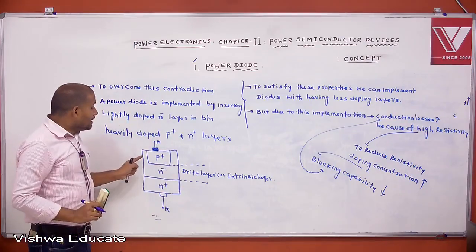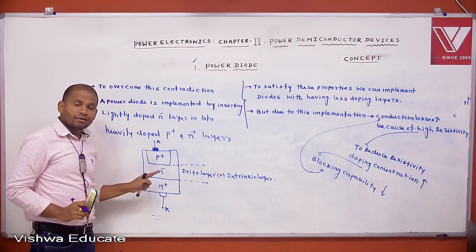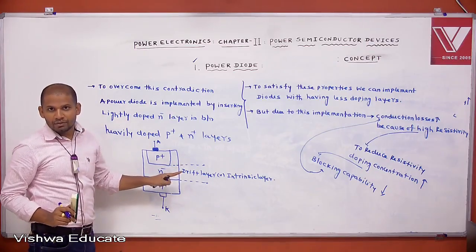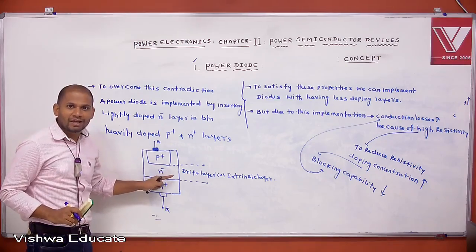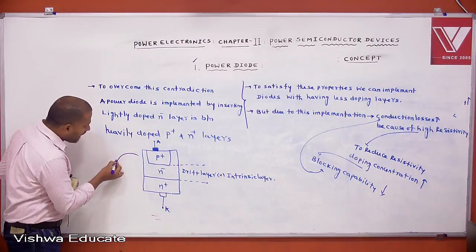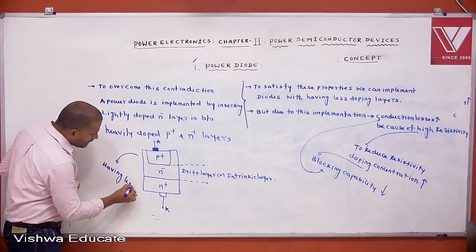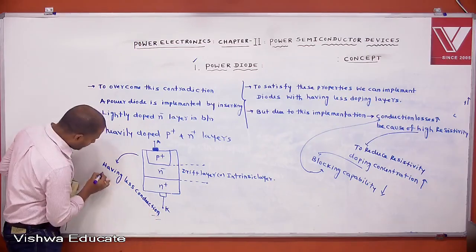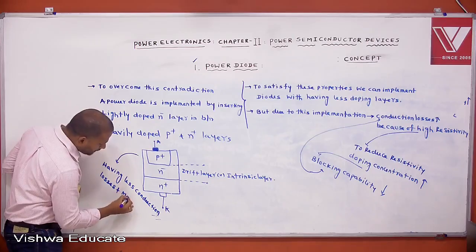Understood? This construction has less conduction losses and more blocking capability. How, we will see later on. Because of the N minus layer, why does it have less conduction losses? This construction has less conduction losses and more blocking capability.